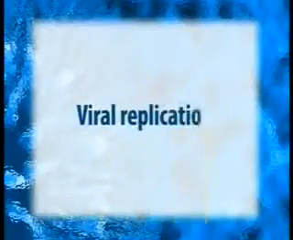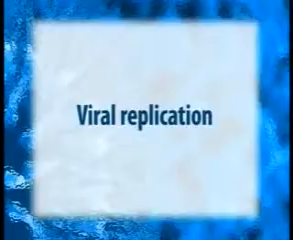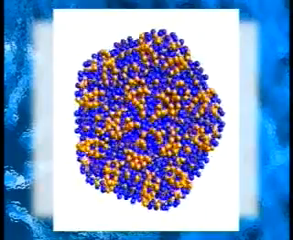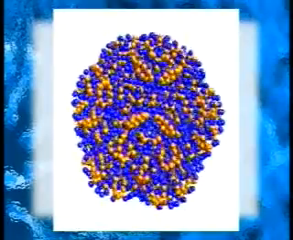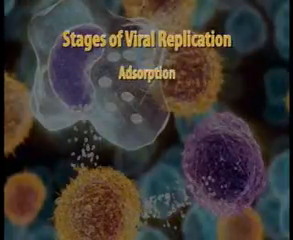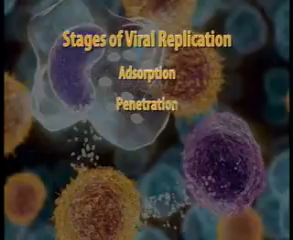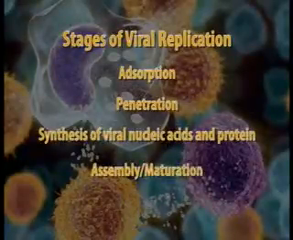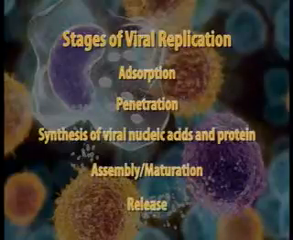An interesting thing to know is how do viruses replicate? Viral replication differs in different types of viruses, but the broad sequence of events in different types of viruses is almost the same. The 5 principal stages involved in the process of viral replication include adsorption, penetration, synthesis of viral nucleic acids and the proteins, and assembly or maturation of the virion particles, and finally their release.